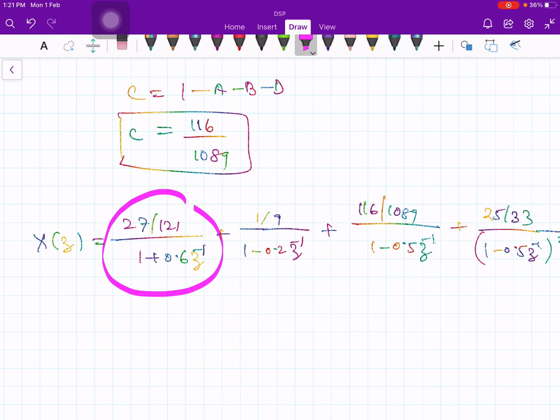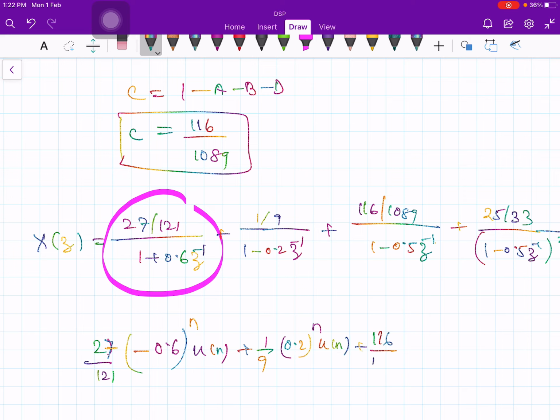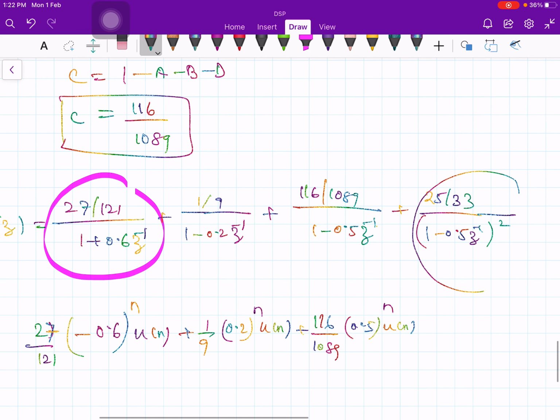So this is going to be minus 0.6 whole to the n. You put the scaling factor in front of this, 27 by 121 u of n, no problem, plus 1 by 9 0.2 to the n u of n plus 116 divided by 1089 0.5 to the n u of n, no problem. But the problem is with the last term, because you have the square term here.